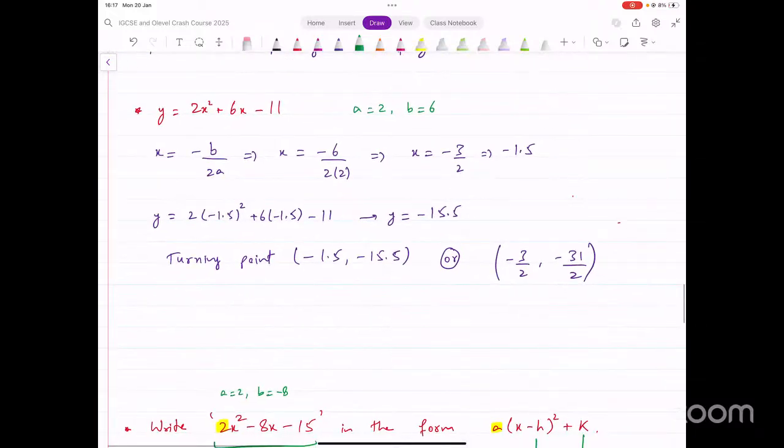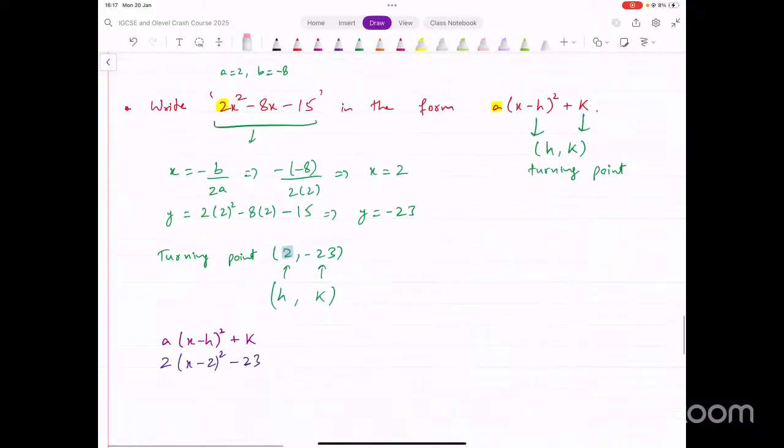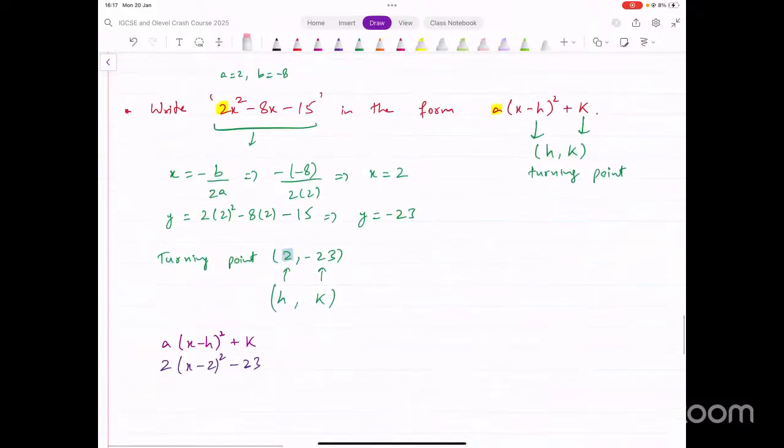For instance, we did this example. We found the x coordinate to be negative 1.5. We put that back in the function to get the corresponding y coordinate in the turning point, and that came out to be this. Okay, that's what we discussed. And then we talked about the completed square form. So this was the method that we did for that. This was one method that we did.